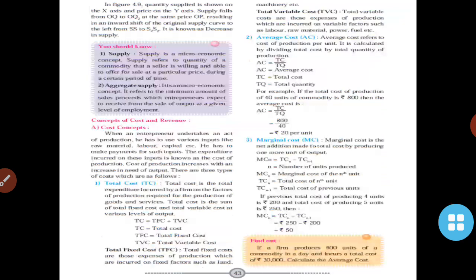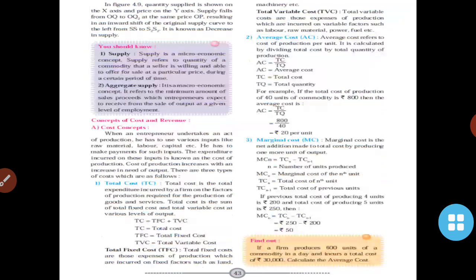The first point is supply. Supply is a microeconomic concept. Supply refers to the quantity of a commodity that a seller is willing and able to offer for sale at a particular price during a certain period of time. As we discussed before, supply needs demand. If there is no demand, there will be no supply.